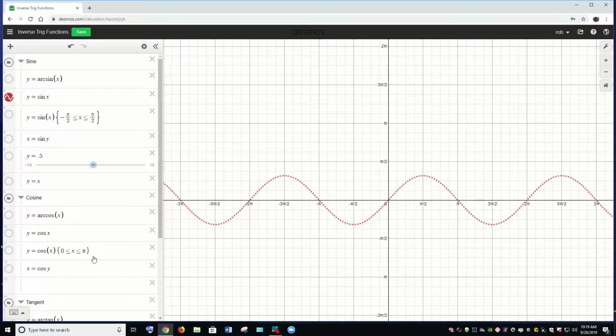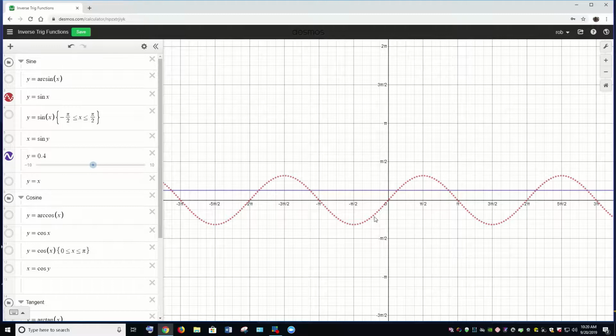And in order to be able to invert, you have to pass the horizontal line test. Notice there's lots of places where sine will cross this horizontal line more than once because of its periodic nature. So sine is not invertible because we would have multiple inputs that have the same output, which when inverted would mean an input with many, many outputs. So we have to restrict sine in order to invert it.